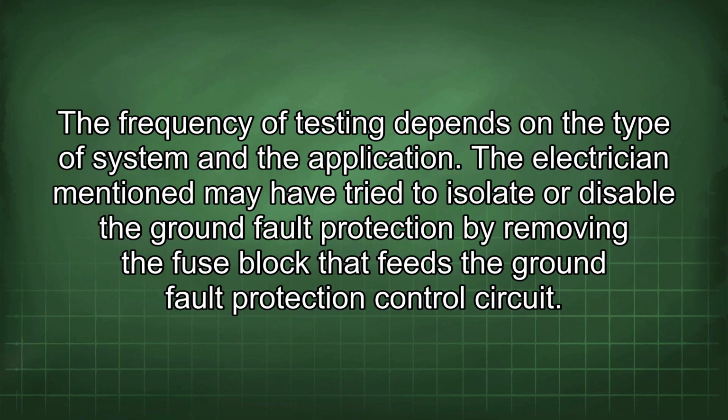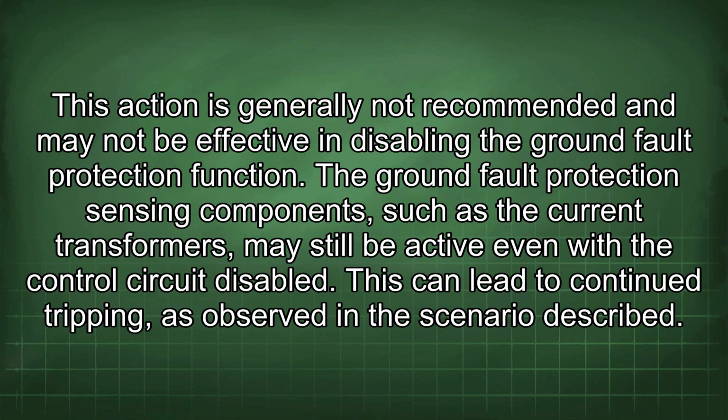The electrician mentioned may have tried to isolate or disable the ground fault protection by removing the fuse block that feeds the ground fault protection control circuit. This action is generally not recommended and may not be effective in disabling the ground fault protection function. The ground fault protection sensing components, such as the current transformers, may still be active even with the control circuit disabled. This can lead to continued tripping, as observed in the scenario described.